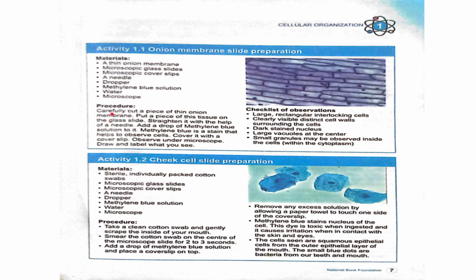Procedure: carefully cut a piece of thin onion membrane. Put a piece of this tissue on the glass slide. Straighten it with the help of a needle. Add a drop of methylene blue solution to it. Methylene blue is a stain that helps to observe cells. Cover it with a cover slip. Observe under a microscope. Draw and label what you see.